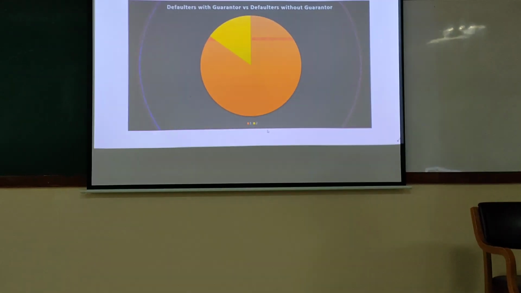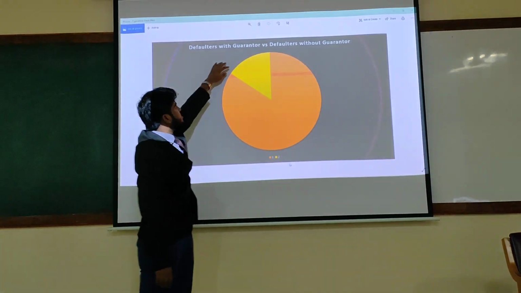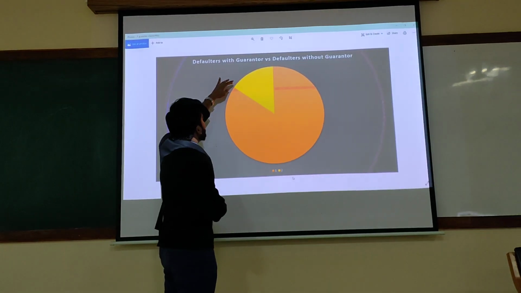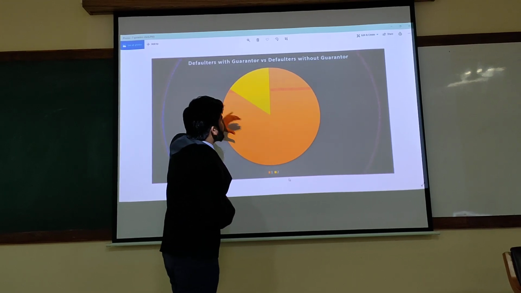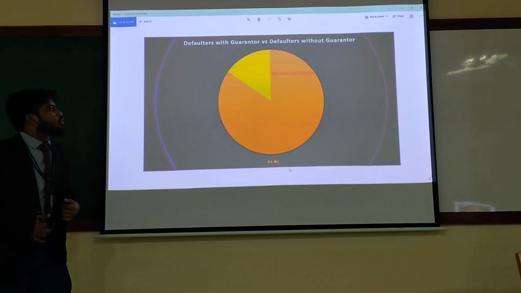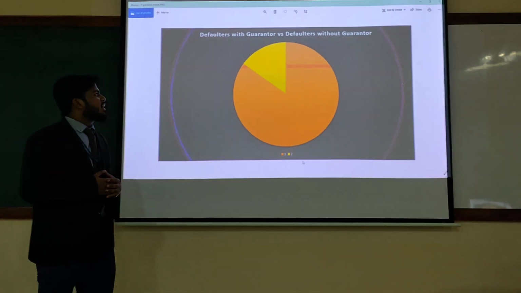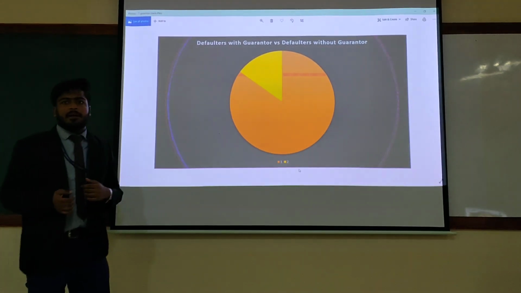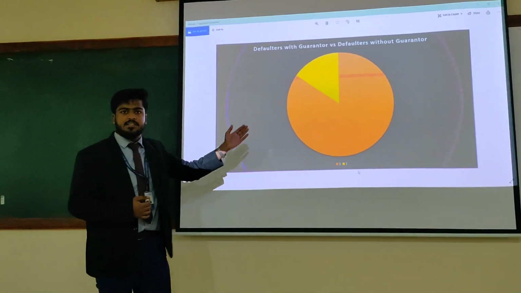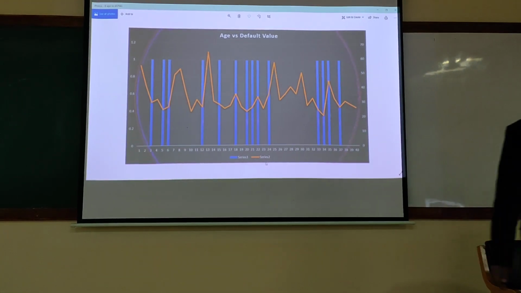Now the next is the defaulters with guarantor and defaulters without guarantor. Here we can see the probability of defaulters with a guarantor is very low. If the person has a guarantor, very few of them cause a default, and if the person does not have a guarantor, we can see that a huge part of them cause a default. So we can say that a person with a guarantor should be approved for a loan at the beginning, because a person with a guarantor is seen to have always paid back the loan without any fault, and a person without a guarantor, in many cases, has been seen to be unable to pay back the loan.